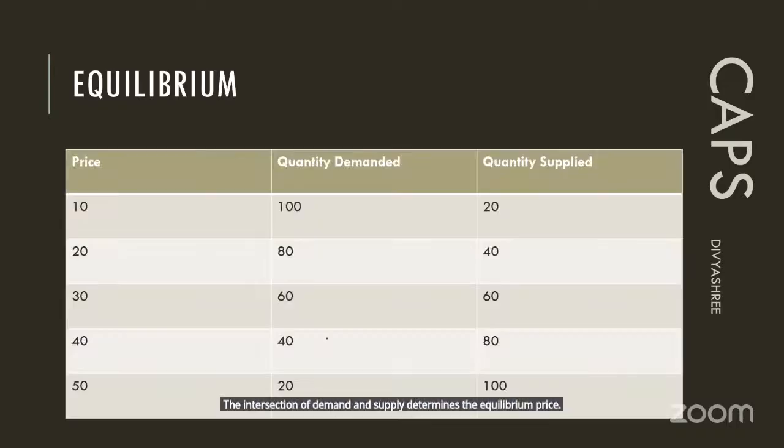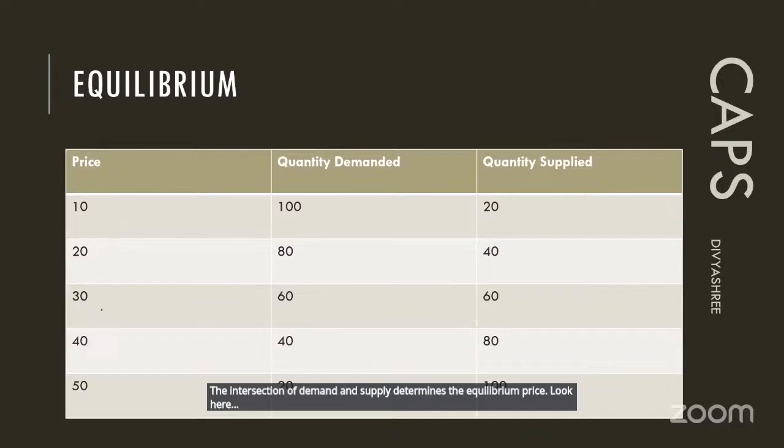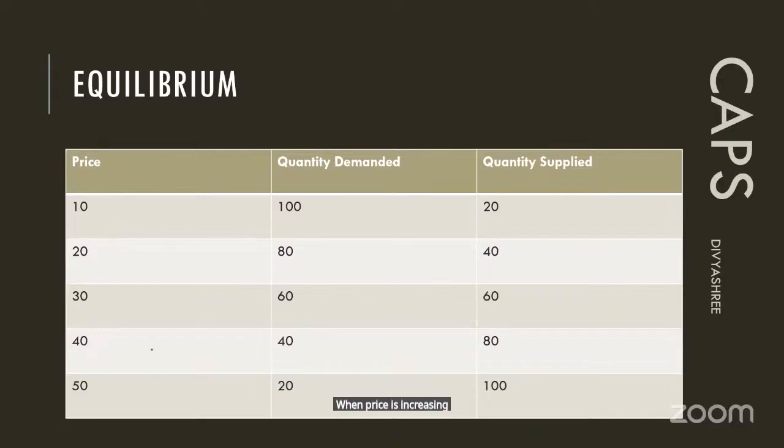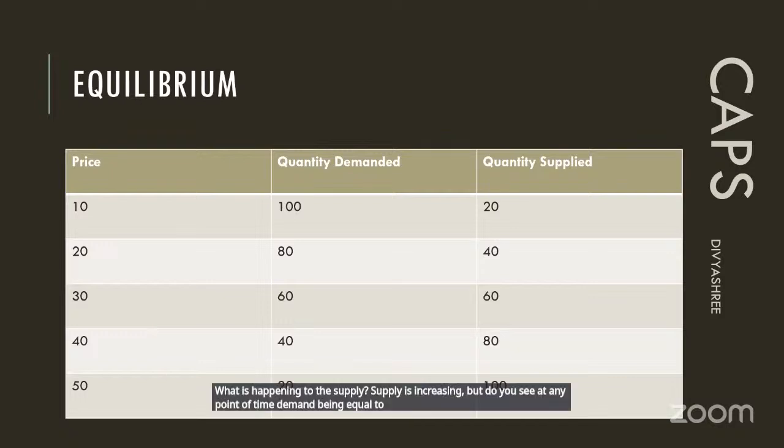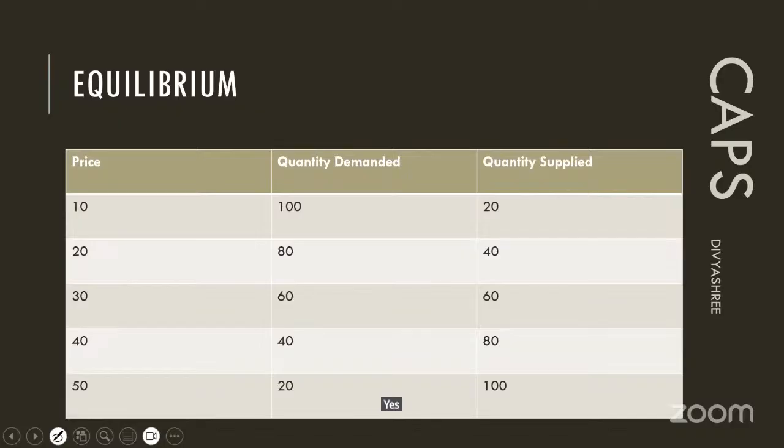Look here. When price is increasing 10, 20, 30, 40, 50, what is happening to the demand? Decreasing. So it is adhering to the law of demand. What is happening to the supply? Increasing. But do you see at any point of time demand being equal to supply? Yes, at price 30. Here demand is equal to supply, right?